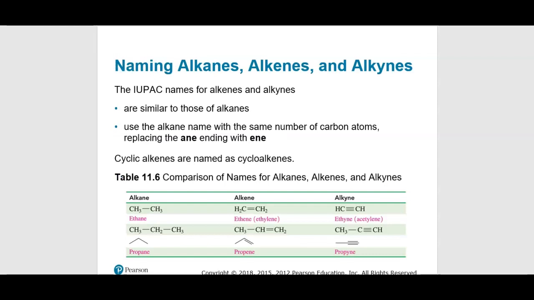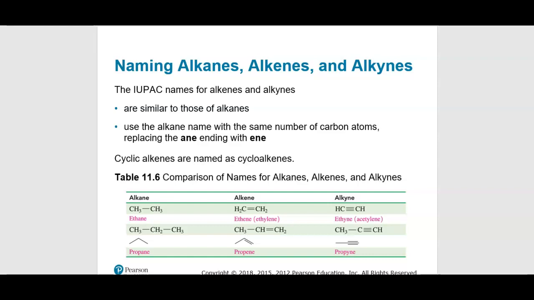Naming these things is similar to alkanes, although we have another little wrinkle here. You change the alkane name, replacing the ending -ane with -ene. Cyclic alkenes are named as cycloalkenes, like cyclic alkanes are named as cycloalkanes. And here we have some examples of these.